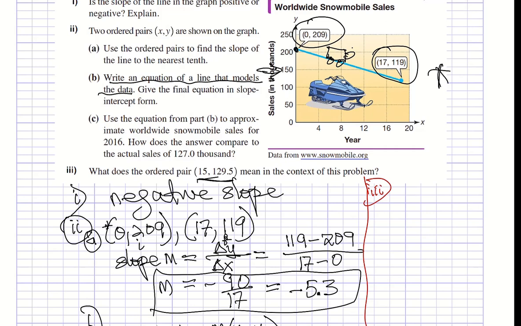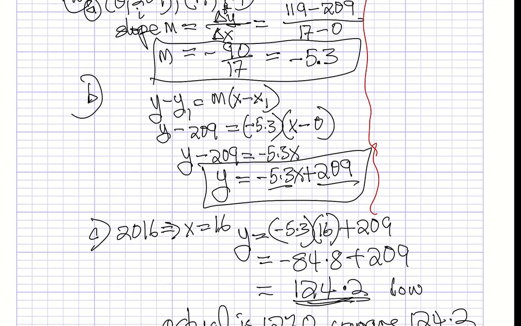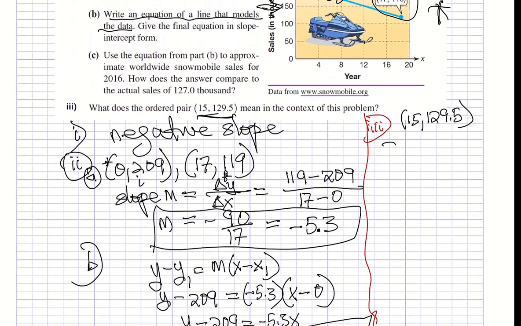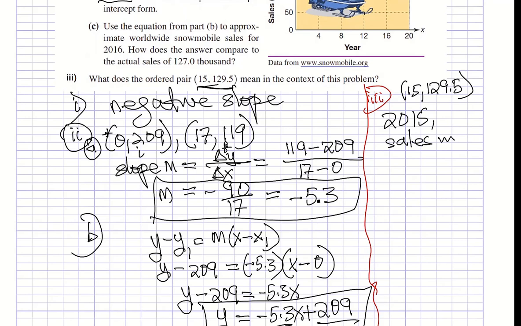That means the ordered pair with 129.5. What does it mean? That's what they ask in the context of this problem. It means in the year, because x equals 16 is 2016, so the year 2015, right? They saw the sales in thousands. In thousands it was 129.5. That's all that is saying, man. Okay, so that's all that is saying.